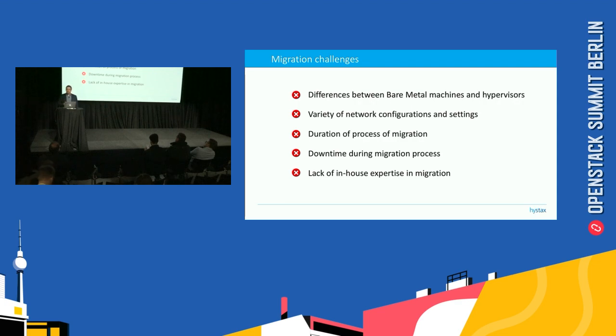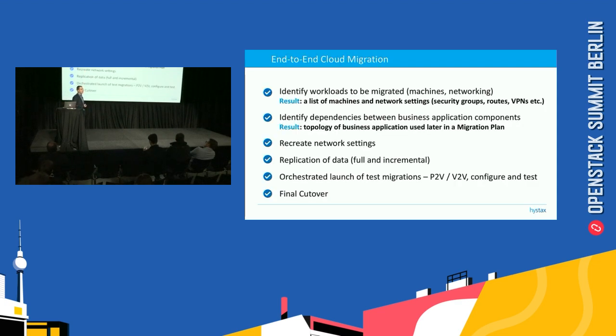Now let me share some thoughts on how end-to-end migrations should look. First of all, when you start with the migration process, you need to identify what resources, what workloads you would like to migrate. You need to understand the machines you would like to migrate, and the VPN, load balancer, security groups, and different network settings you would like to be migrated. The second thing, when you are done with identifying the workloads, you need to understand the topology of your application. You might have Active Directory, or LDAP, you might have databases, Oracle, SQL, Exchange Server, and clients to the databases.